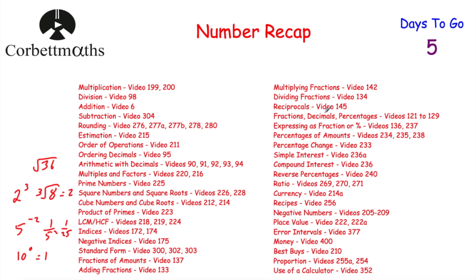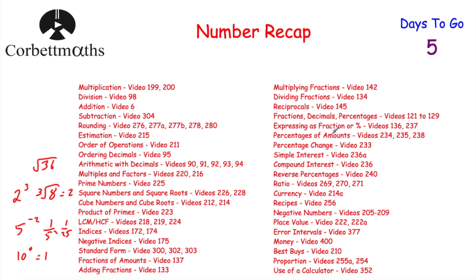To change a percentage to a decimal, just take off the percentage sign and divide by 100. And to change a percentage into a fraction, just put it over 100 and then just cancel it down. To express as a fraction, you just put what you're looking at over the total. And then to express as a percentage, express as a fraction, then convert your fraction into a percentage.